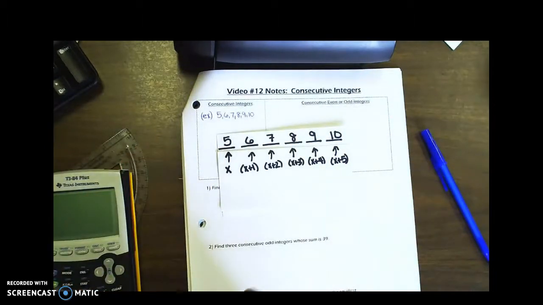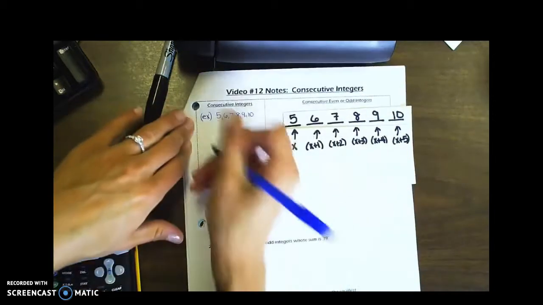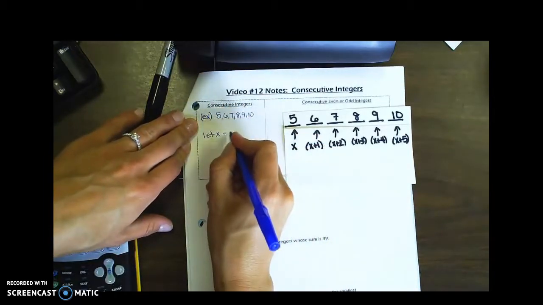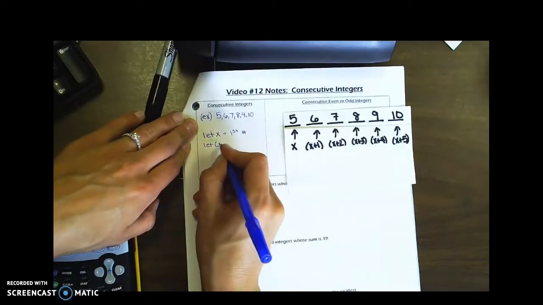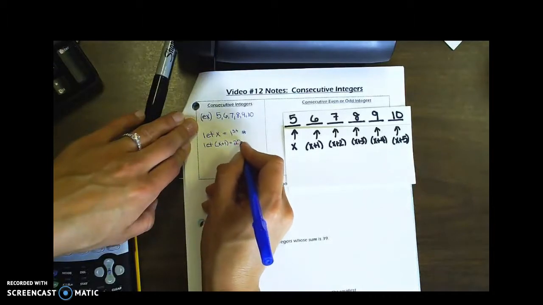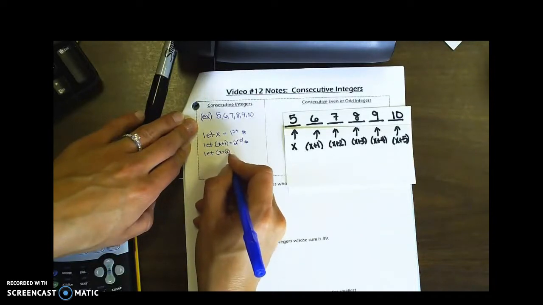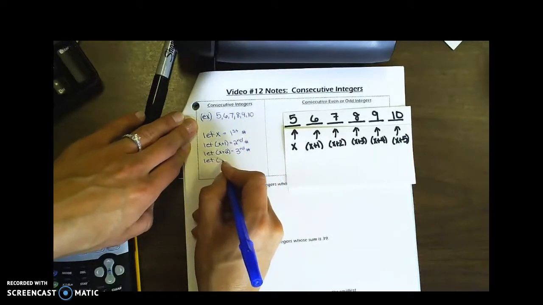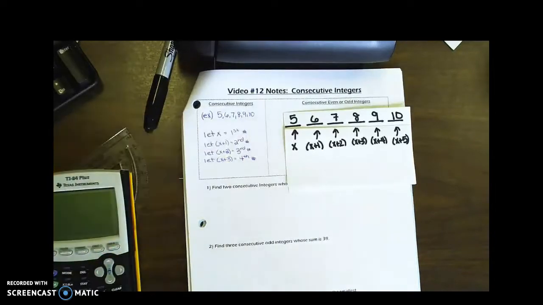So when we're working with consecutive integers, depending on how many they want you to find, your let statements are going to be written in such a way that we would say, let x equal the first number. We would then say, let x plus 1 equal the second number. Let x plus 2 equal the third number. And so on and so forth. Let x plus 3 equal the fourth number. Okay, so that's how we would work with consecutive integers.